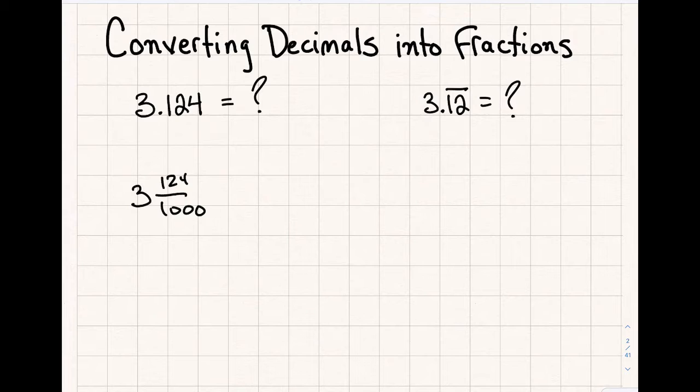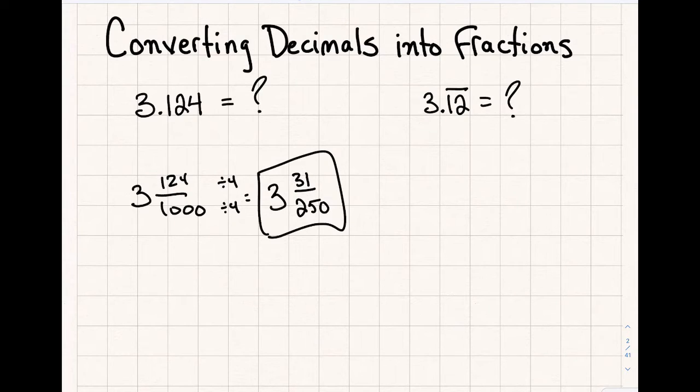Now, we recognize that we probably need to simplify this, so go ahead and simplify if you can. The largest number these both have in common is 4, so I'm going to divide both of those by 4, and I'm going to get 3 and 31/250ths, and that is my mixed number that represents 3.124. Simple. Now, for repeating decimals, there's a little bit more work, but the same general idea is that you just follow a series of steps.